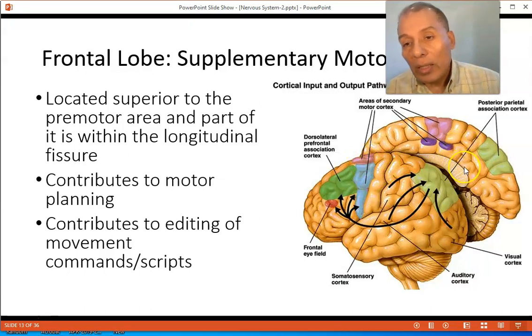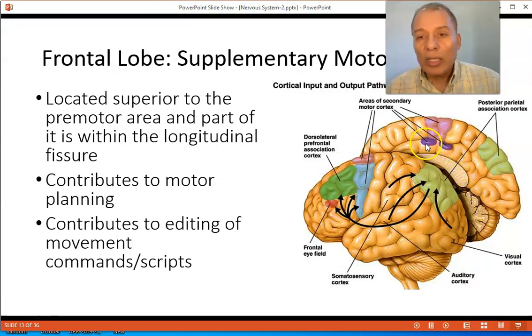You could see the cingulate gyrus lies, as we described before, between the two hemispheres, and in the central pieces of the cingulate gyrus, there are two areas here that work with the motor planning and the motor areas.